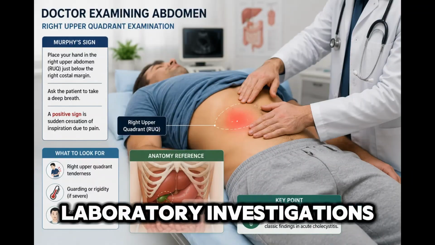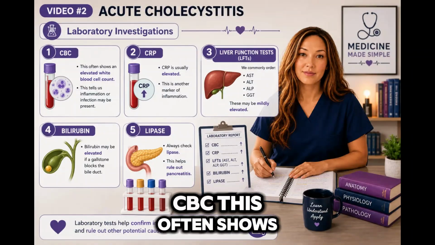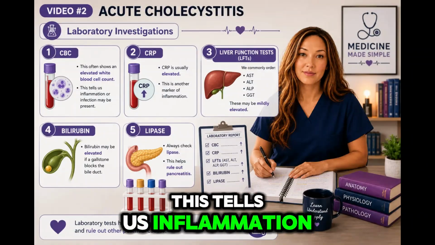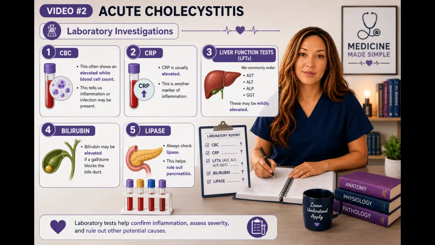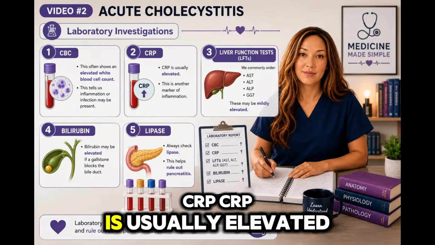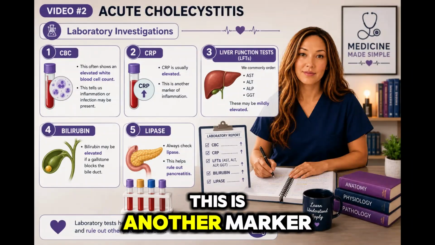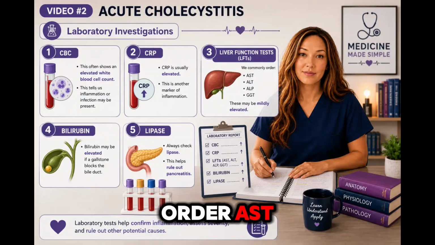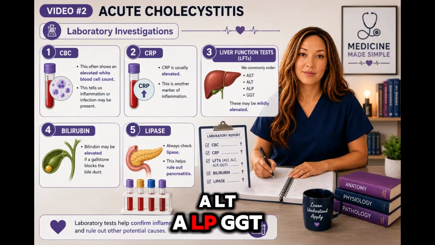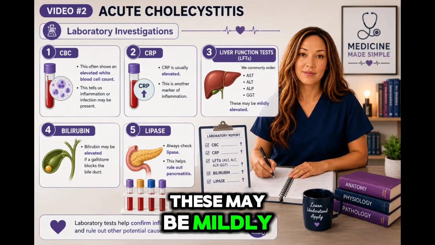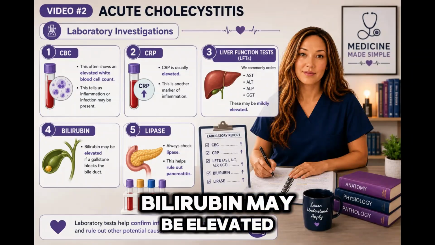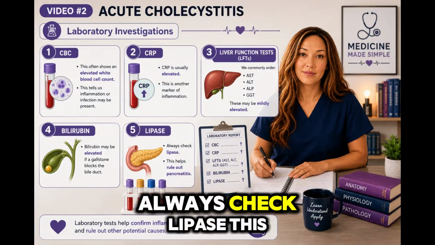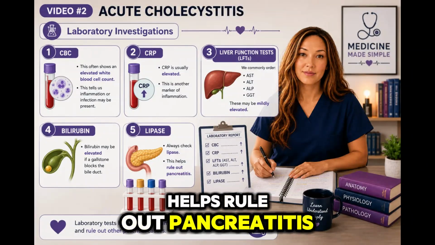Now let's move to laboratory investigations. CBC. This often shows an elevated white blood cell count. This tells us inflammation or infection may be present. CRP. CRP is usually elevated. This is another marker of inflammation. Liver function tests. We commonly order AST, ALT, ALP, GGT. These may be mildly elevated. Bilirubin. Bilirubin may be elevated if a gallstone blocks the bile duct. Lipase. Always check lipase. This helps rule out pancreatitis.